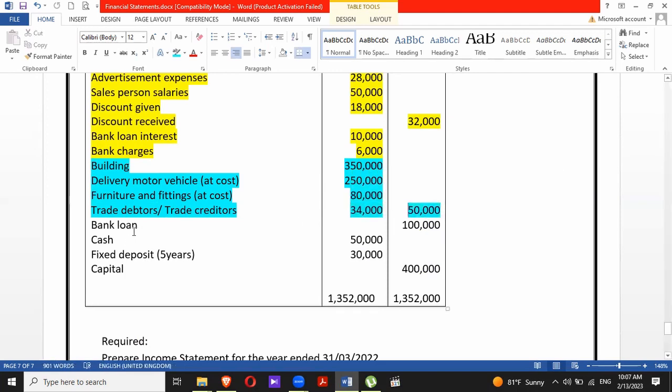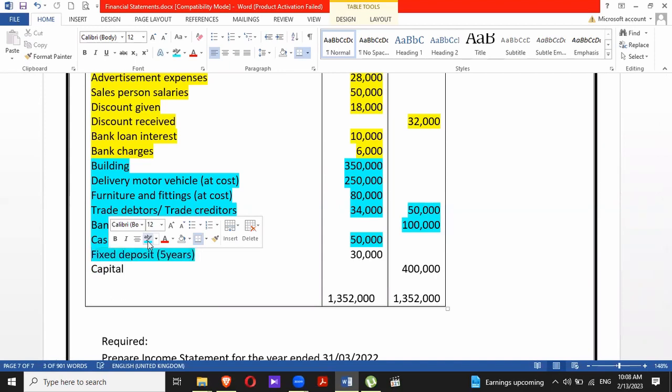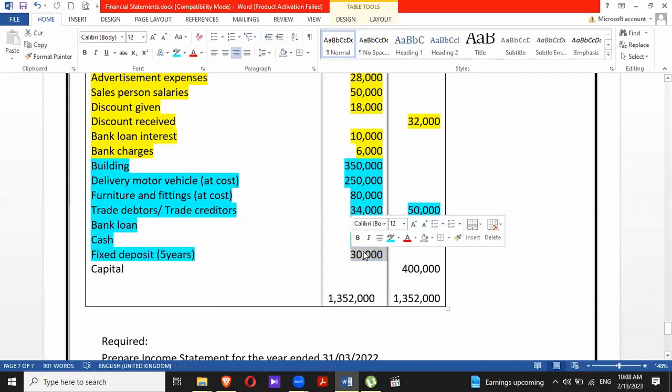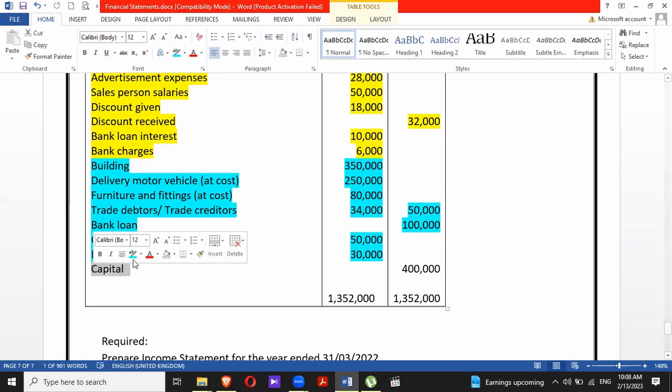Right. Next one, bank loan. It's a non-current liability. Comes under the statement of financial position. Cash comes under current assets, so it comes under financial position. So we have to highlight it in blue color. Fixed deposits, 5 years. Non-current asset, it comes under financial position. That is 30,000. Capital means equity account. It comes under the statement of financial position.